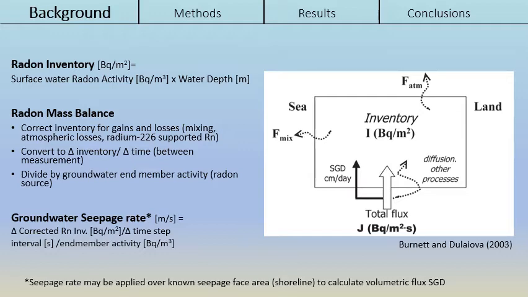Next, we attempt to compensate for any gains or losses that have occurred, including atmospheric evasion, mixing with offshore waters, and production by the parent isotope. Then we integrate over the time between measurements before dividing by the end member activity, which finally gives us a flow rate. This method makes many assumptions, but provides a unique basin-wide estimate that other approaches lack.